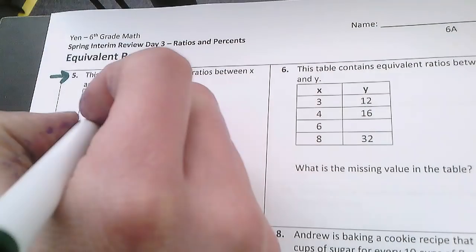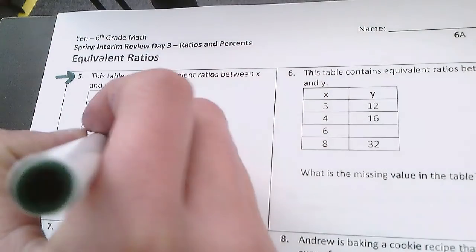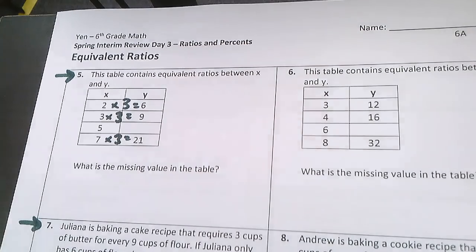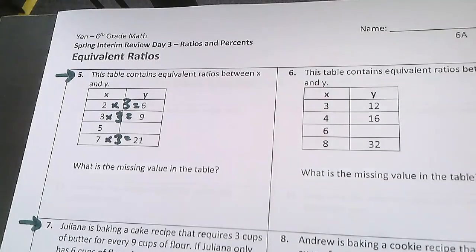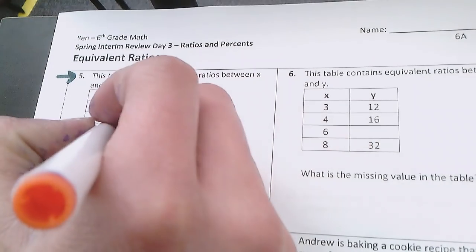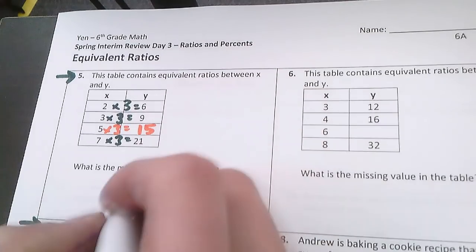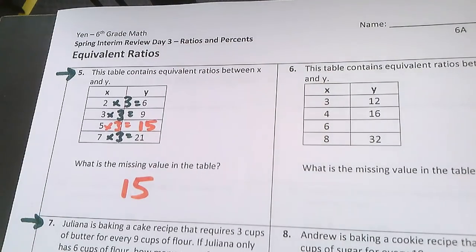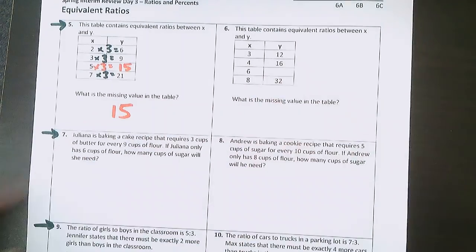Let's check the next one. 3 times 3 is also equal to 9. 7 times 3 is equal to 21. So now I know the pattern is y is always 3 times as many as x. So that means 5 times 3 would be 15, using that same pattern, so 15 is my missing value. Okay, you can use that same strategy at this table here, try to find the pattern.